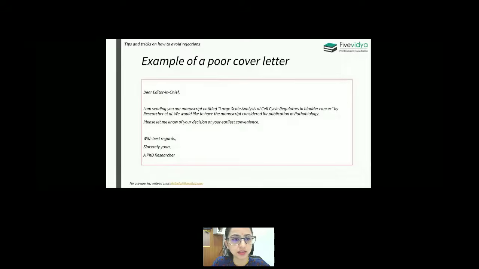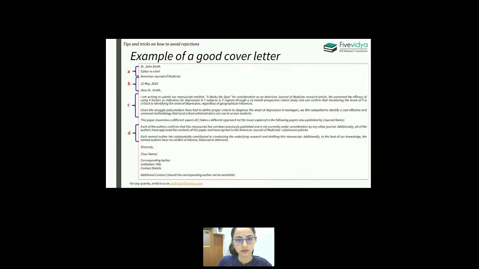Here, you can see an example of a poor cover letter on your screens, where the details are not mentioned properly, and the background and the overview are not given in a good manner. And now comes an example of a good cover letter, in which the name of the editor is mentioned, the name of the journal is mentioned, the date is properly mentioned, and the overview is given. Other minute details are also taken care of in this. You can go through the video and have a look at the example of a good cover letter.